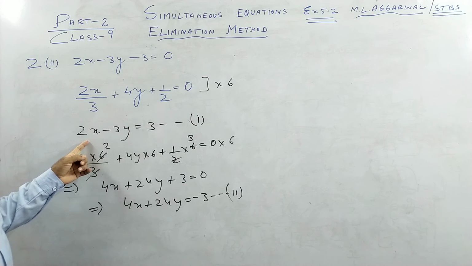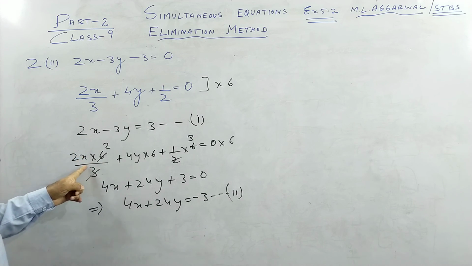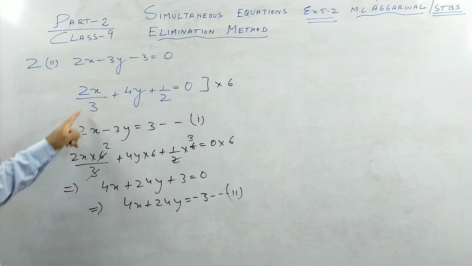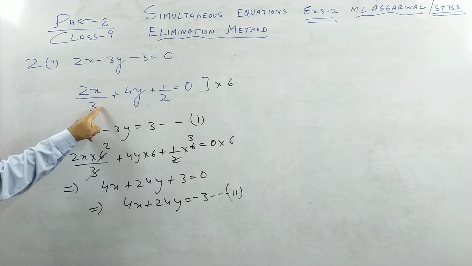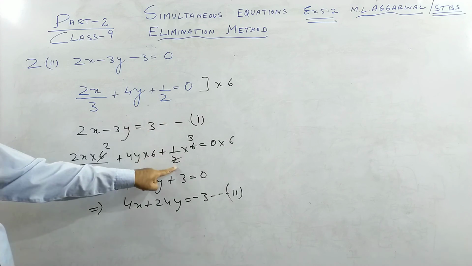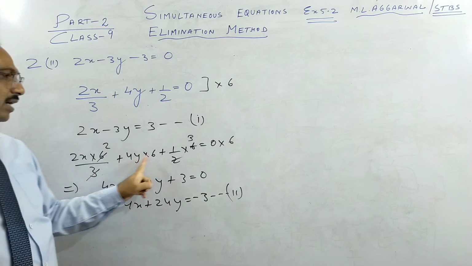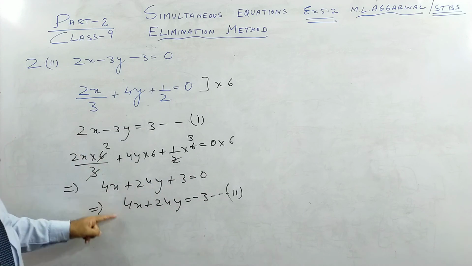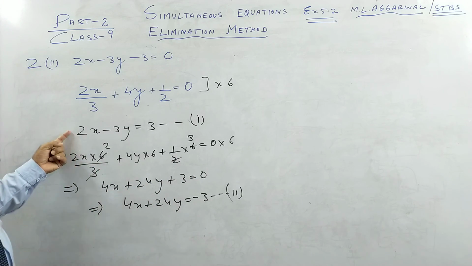4x, okay, plus 24y, each term we multiply by 6. So see here, this becomes 4x, 24x, this becomes 3. So you see, we get rid of the fraction over here. Now we will try to solve equations 1 and 2.